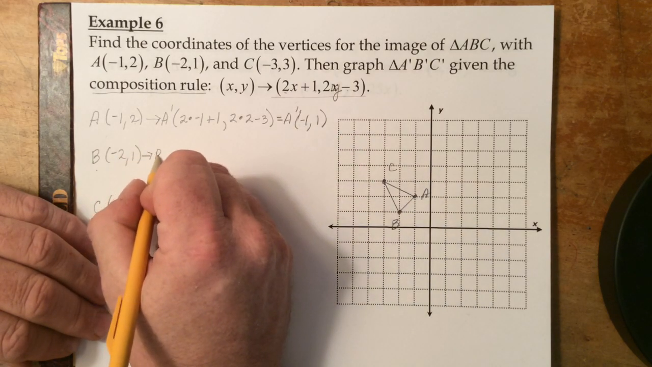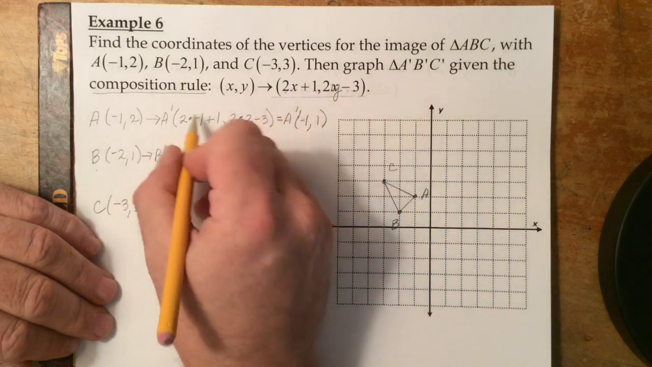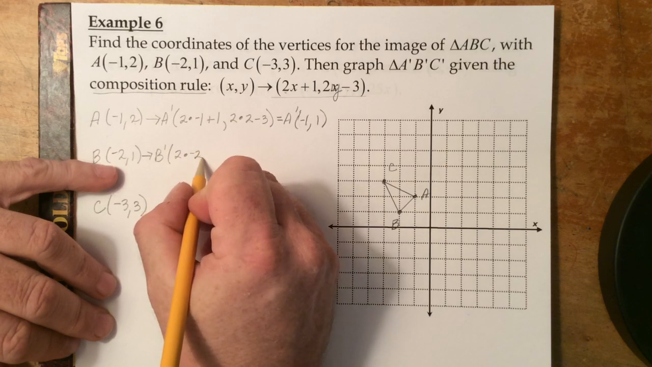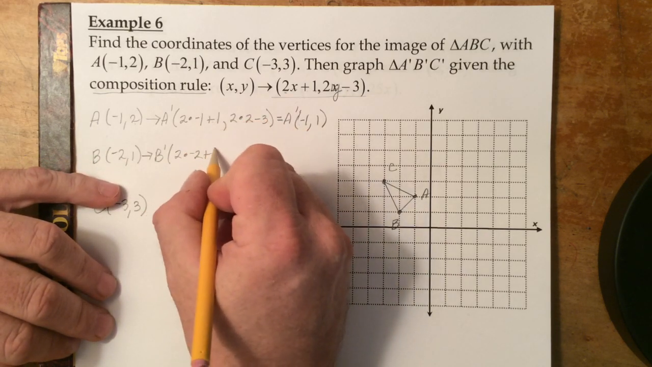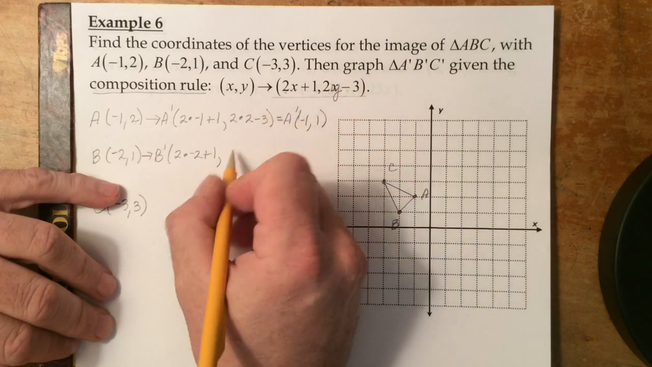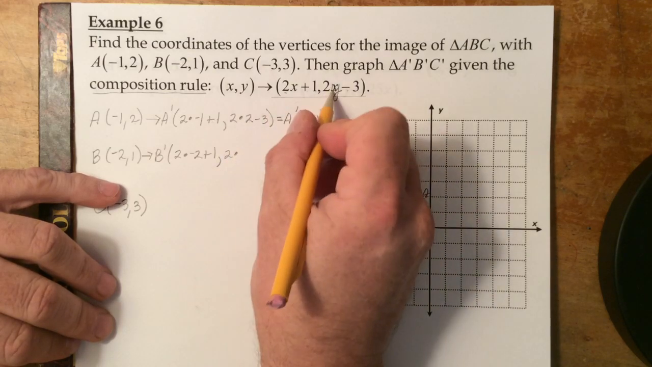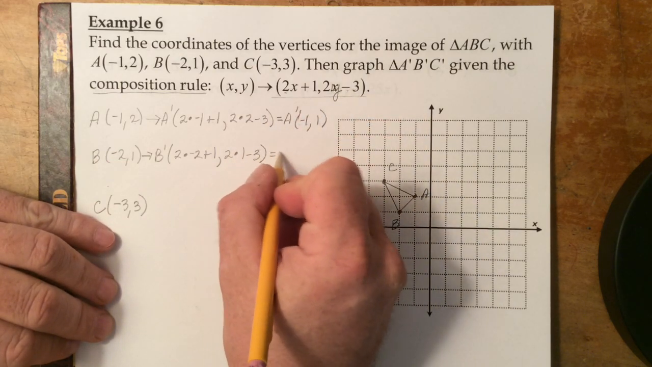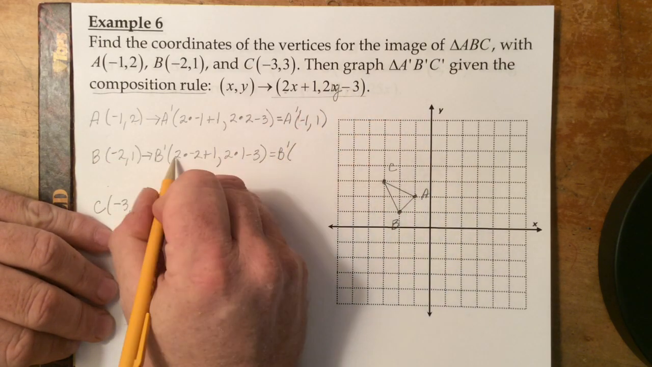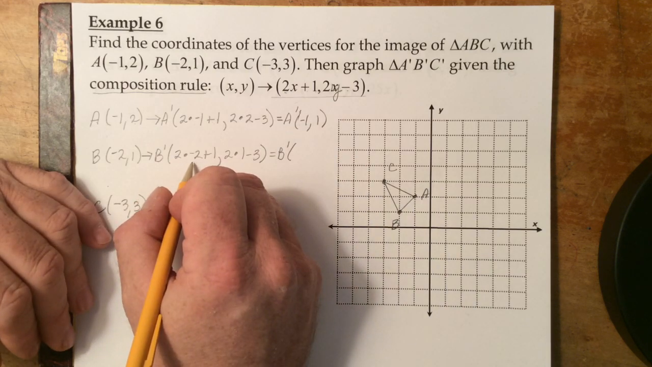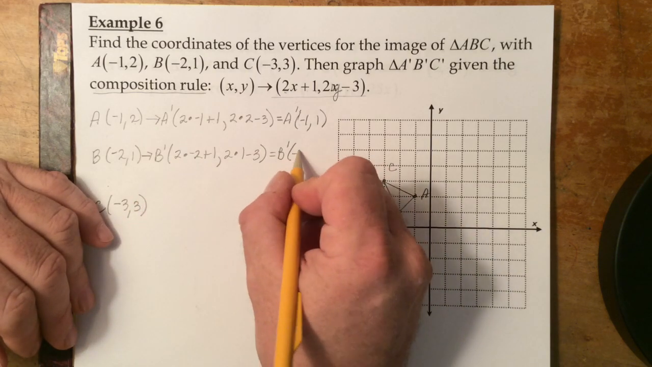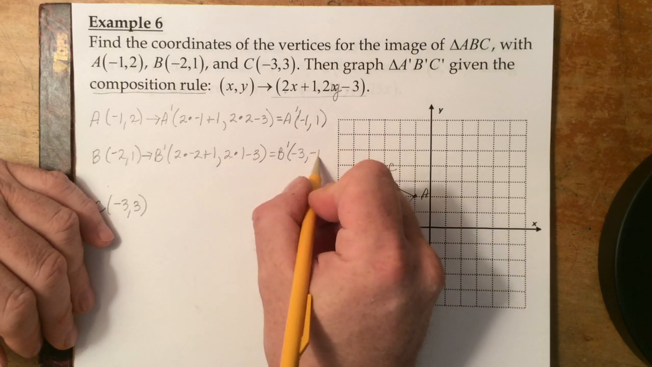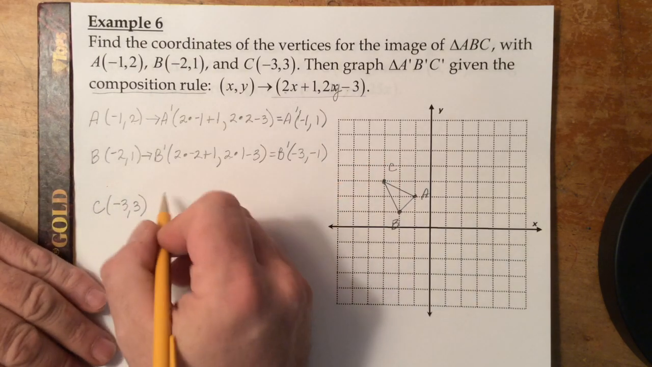For B prime, using the same rule, we start with 2 times x, which this time is -2, plus 1, comma, 2 times y, which is 1, minus 3. That gives us B prime. 2 times -2 is -4. -4 plus 1 is -3, comma. 2 times 1 is 2, minus 3 is -1. So we get B prime at -3, -1.